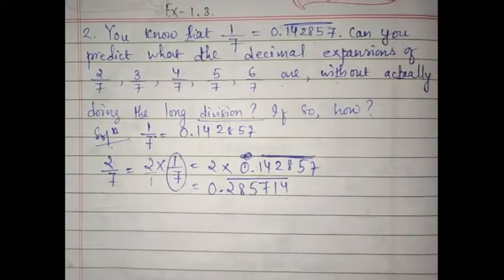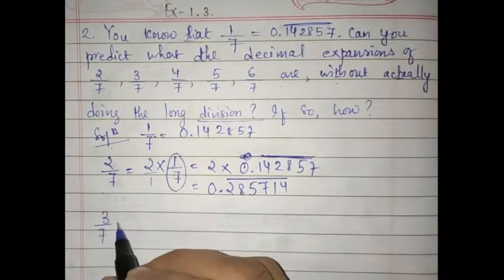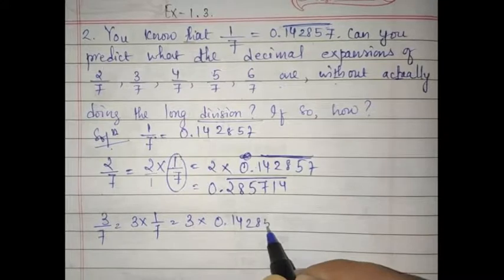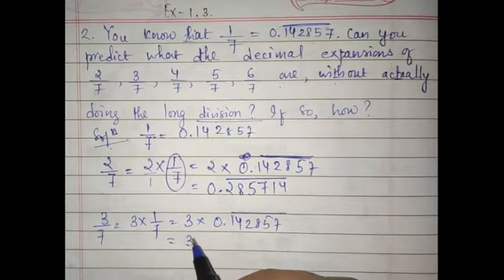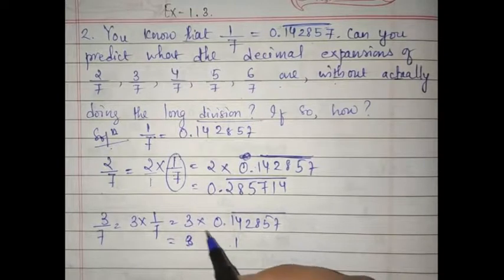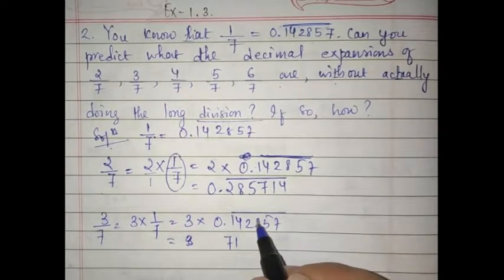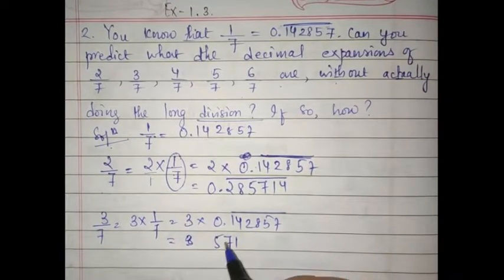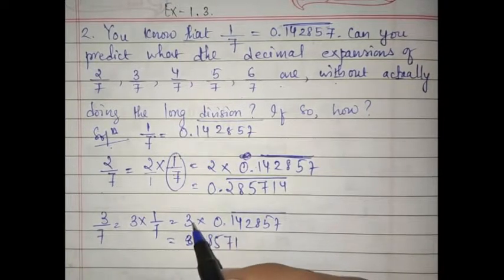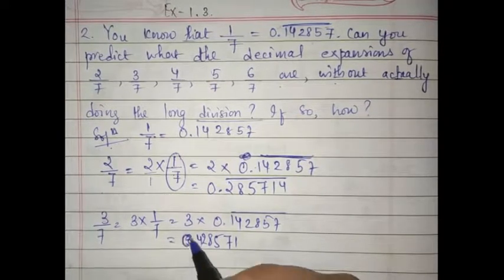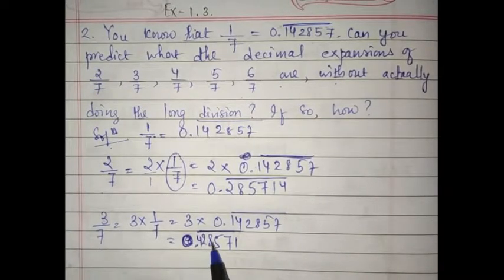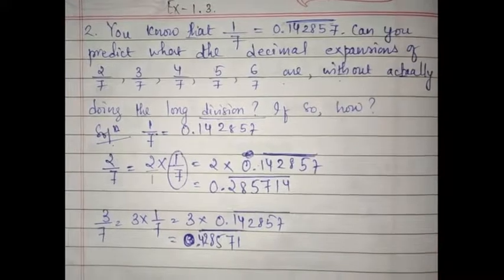Similarly, we are going to solve for 3 by 7 also. That is 3 into 1 by 7, which is equal to 3 into 0.142857. Multiplying, 3 7s are 21, 3 5s are 15, 17, 3 8s are 24, 25, 3 2s are 6, 7, 3 4s are 12, 3 1s are 3, 4. So it is 0.428571, and this will be under the bar, without actually dividing. So I have solved 3 by 7 also.